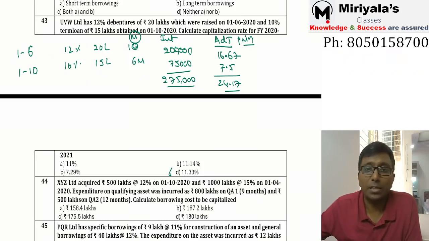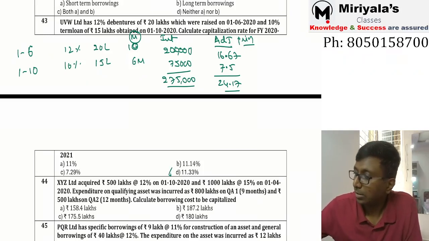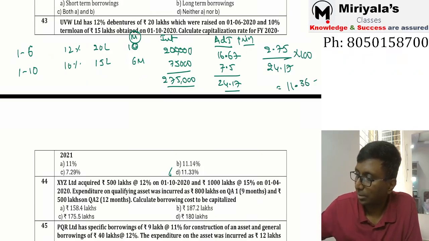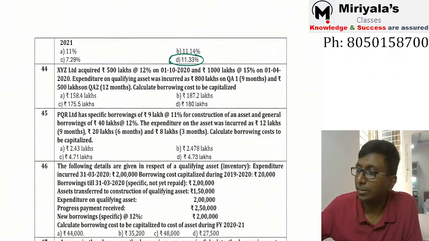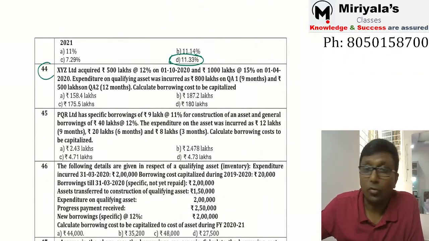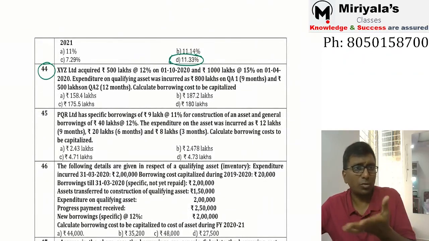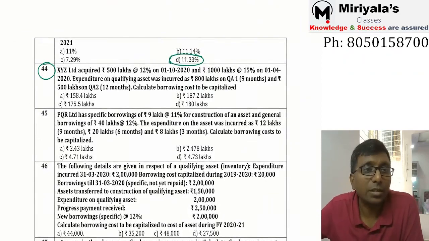D is the only right answer. That's all. What did I do? 2.75 lakh divided by 24.17 into 100 we did. That is equal to 11.367 something, which rounding off is 11.33. Okay, done. That was the 44th bit. We have totally 50, so another 6 bits are there to clear.